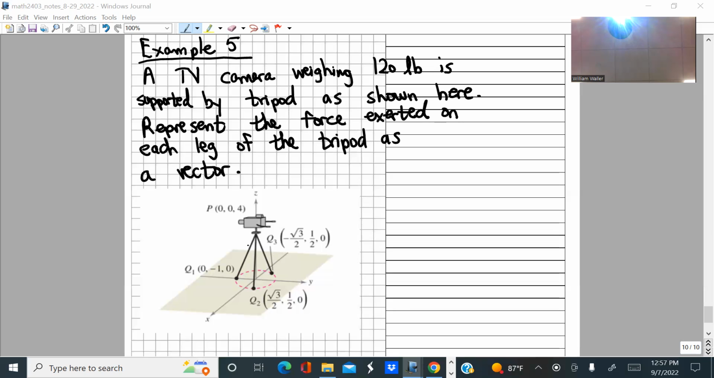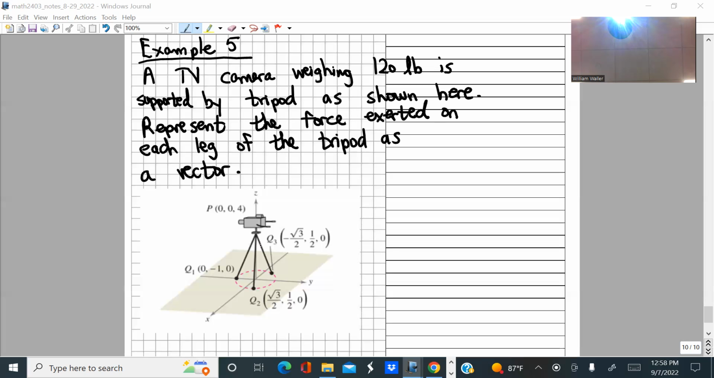Now, the tripod is nice and symmetric. It's a tripod, so the weight of the camera is being distributed equally amongst the 3 legs, right? Maybe your initial reaction is that each tripod leg is supporting 40 pounds. But that's going to be incorrect, because the force on the tripod leg is not directed straight down, vertically, correct? So that changes the force on the tripod leg.